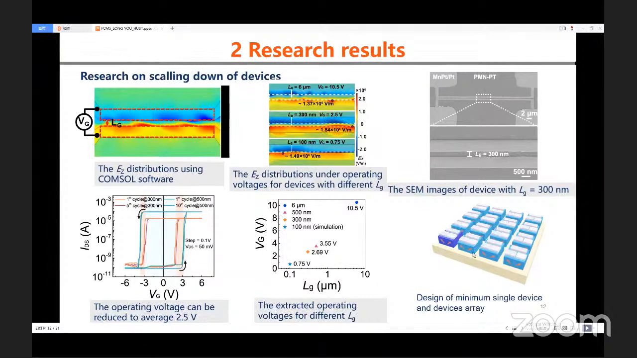We also illustrate the minimum single device structure design, which is potentially scalable down to dimensions with only 2 domains, since a crack is most possibly induced along the domain boundary.